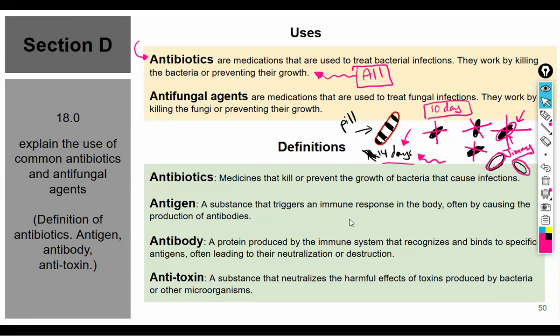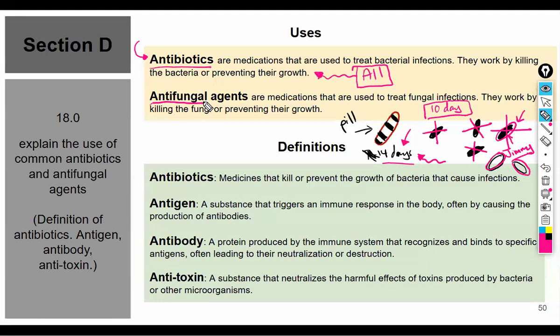All right. Now, just like how antibiotics kill bacteria, antifungal kills fungus. No big secret there. A fungus and a bacteria are two different types of organisms. I just don't want to get into it right now. Just know a bacteria is different from a fungus.